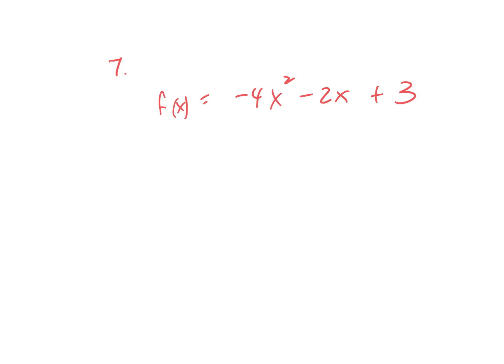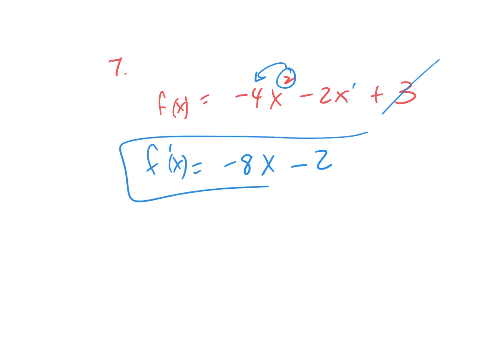So this one, you take the 2 and multiply it by the negative 4, which is negative 8, and then this gets reduced from x squared to x to the 1. And this 1 is times 2, so it's negative 2, and this goes down to x to the 0, and this guy goes away. So f prime of x equals that.